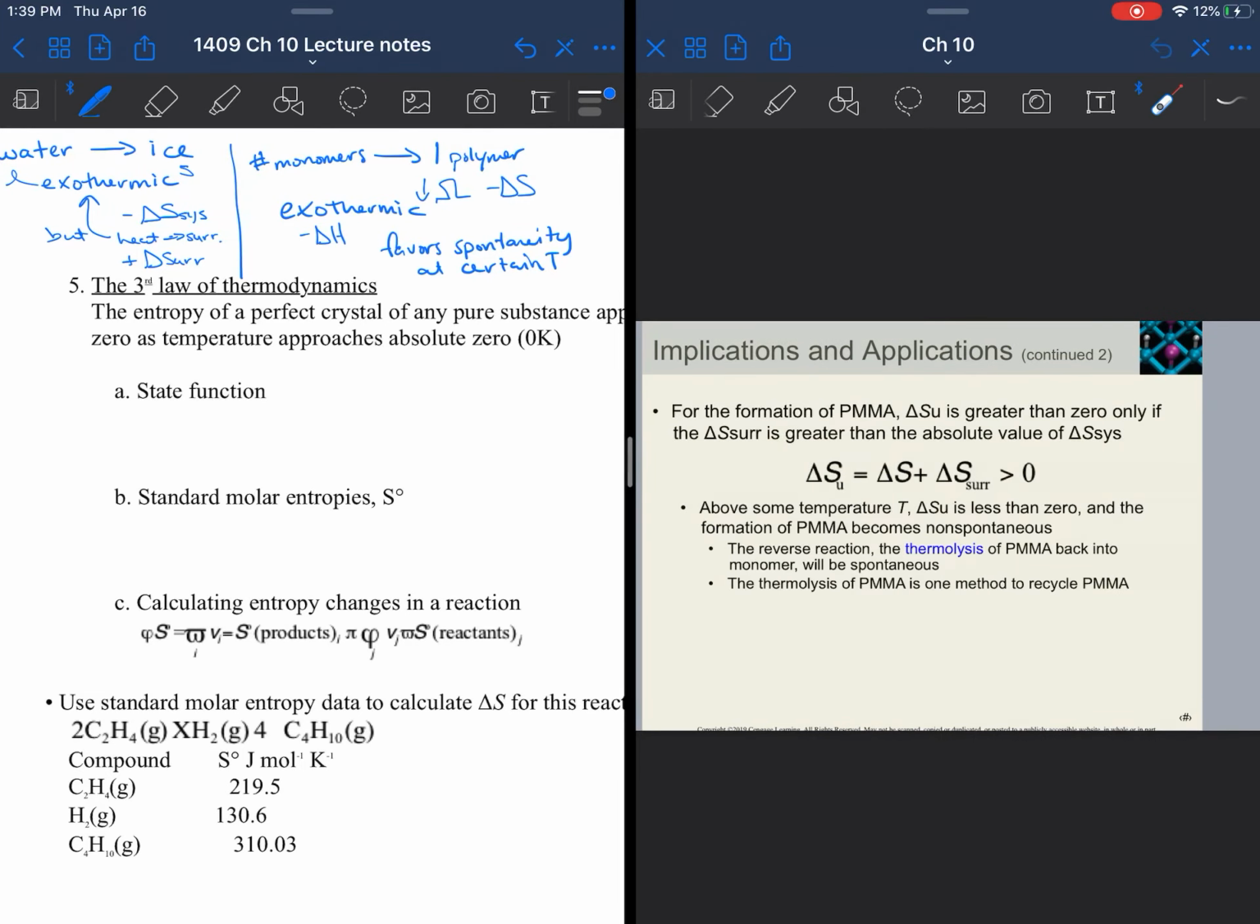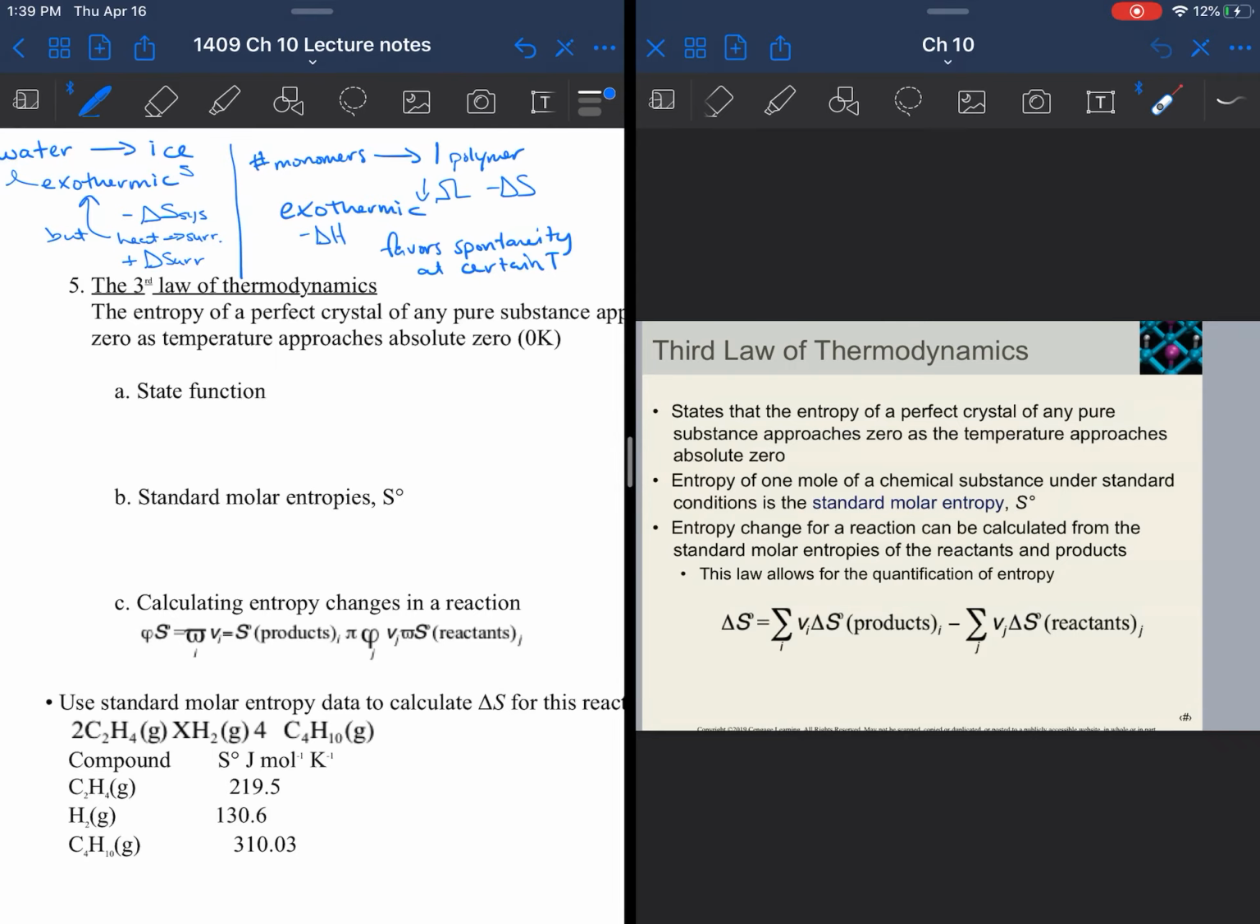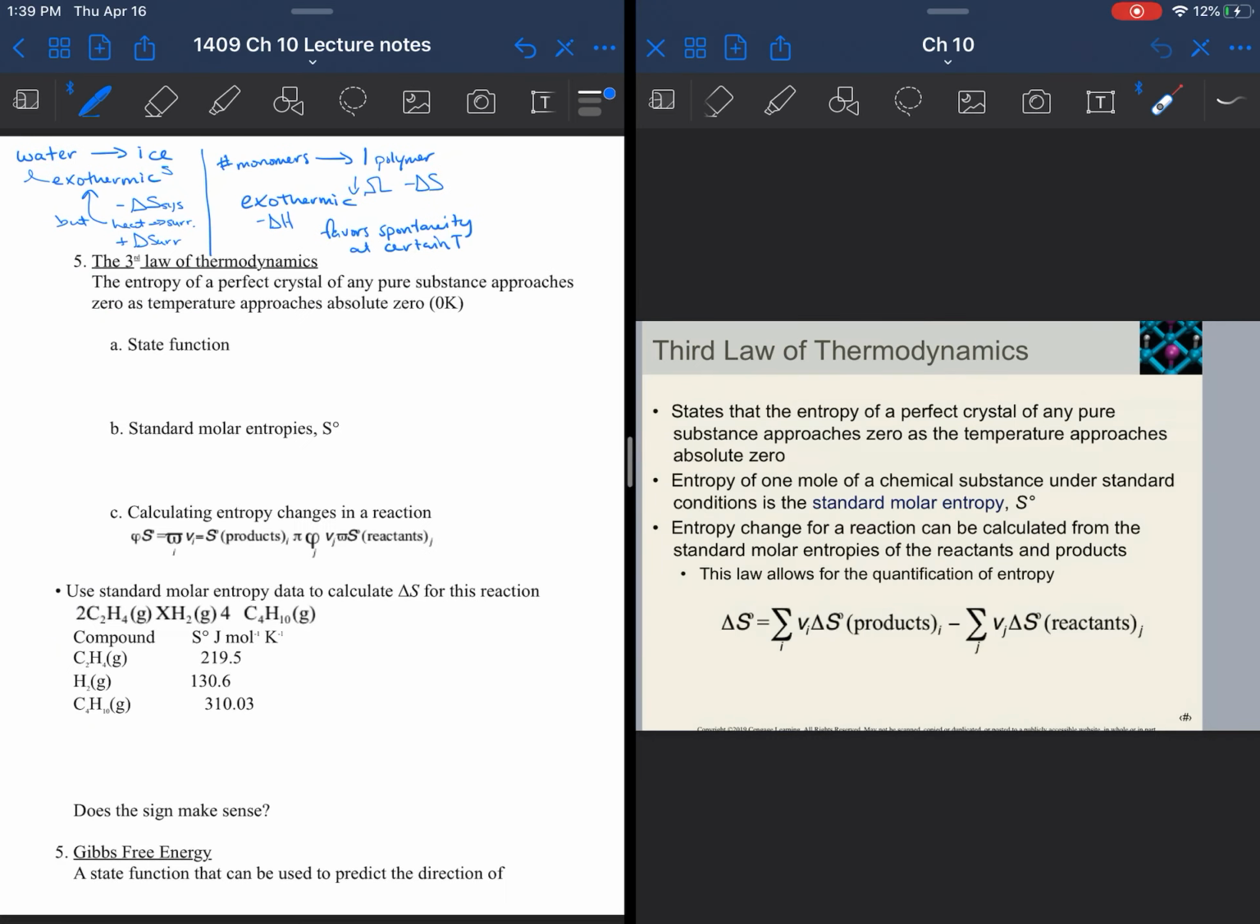All right, let's just jump past that. Now, the third law of thermodynamics. The third law tells us that the entropy of a perfect crystal of any pure substance is going to approach 0 as you get to absolute 0, right? 0 Kelvin.